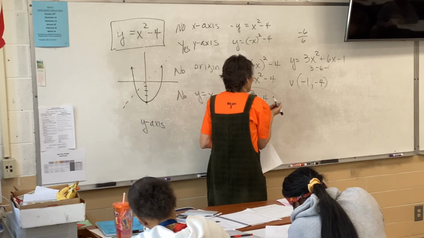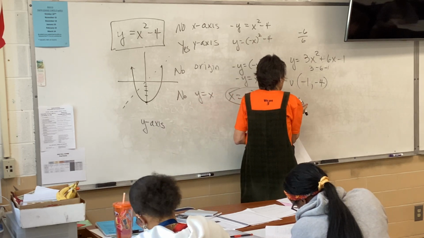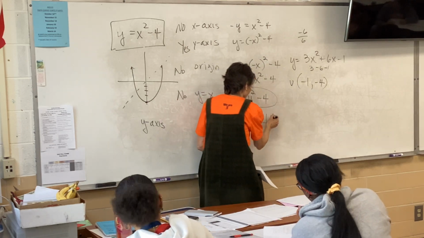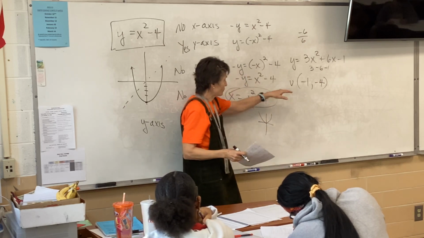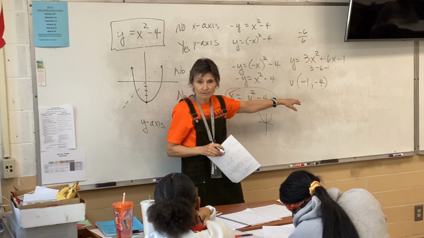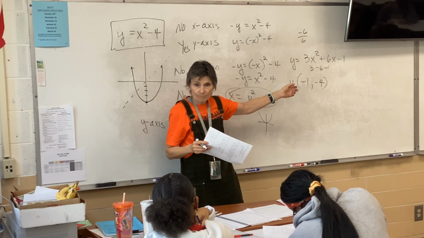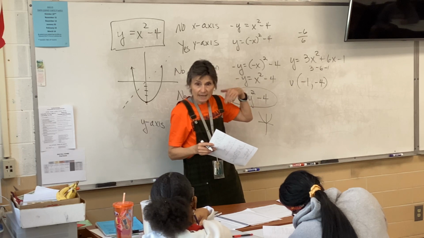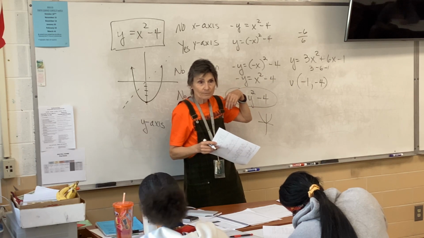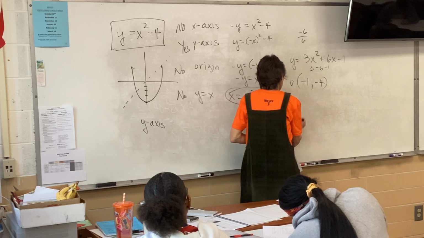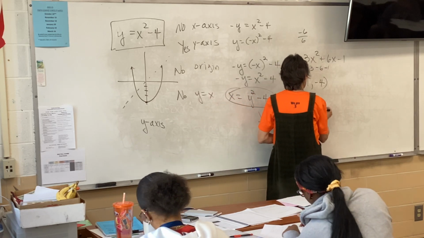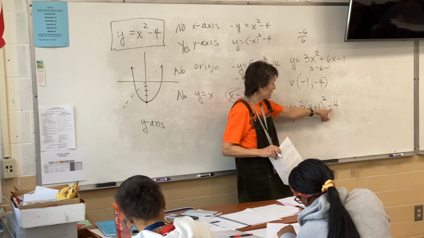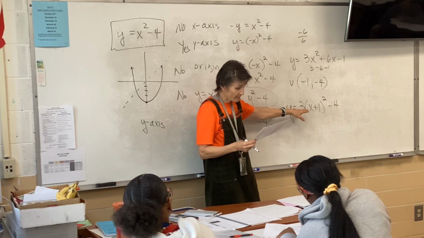Okay, so stop a minute and think. The vertex of the original, y equals x squared, is at the origin. Well, the vertex of this guy is at negative 1, negative 4. So what have we done? We've moved him left 1 and down 4. If I wrote the equation in vertex form, it would look like this, because I go left 1 and down 4, and there's a 3 coefficient out in front.